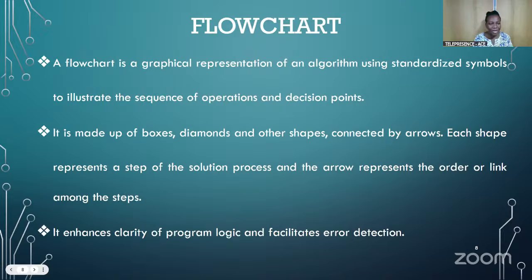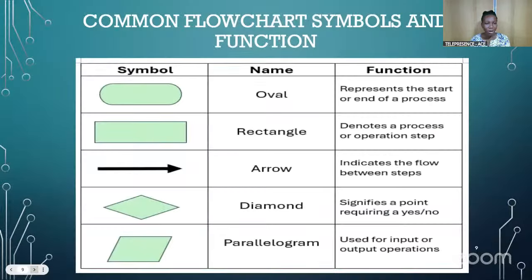Now, flowcharts are made of boxes, diamonds, and other shapes connected by arrows, which signify the flow of the process. It enhances clarity of program logic and facilitates error detection. While you are drawing your flowchart, you can detect errors that, okay, this is not supposed to be here, this is not meant to be, then you correct them. All right, so these are common flowchart symbols and their function. We have a lot, but these are very, very common.